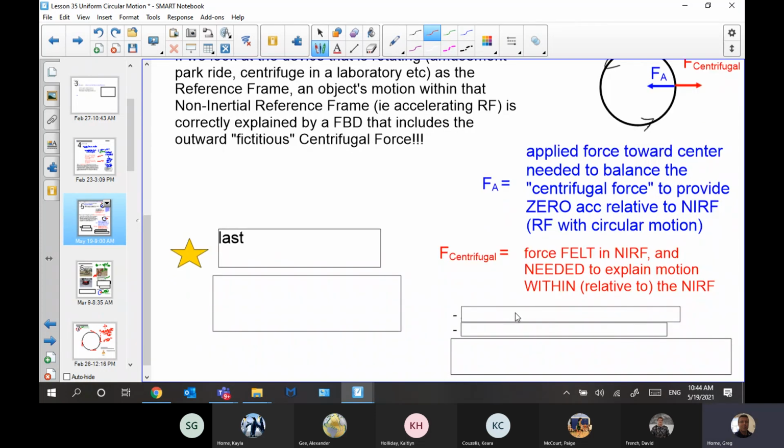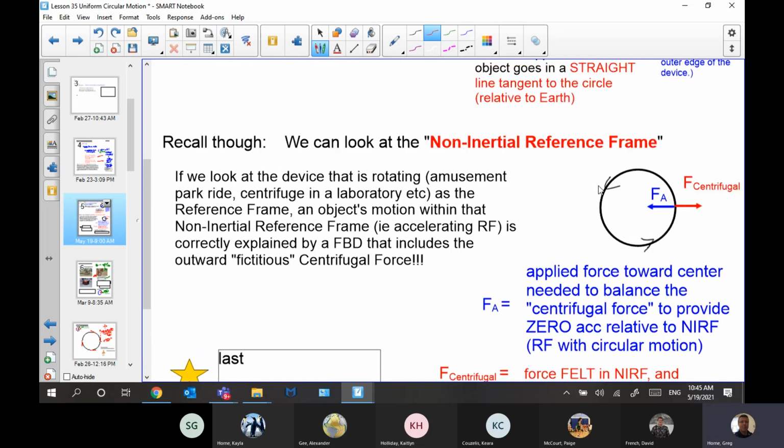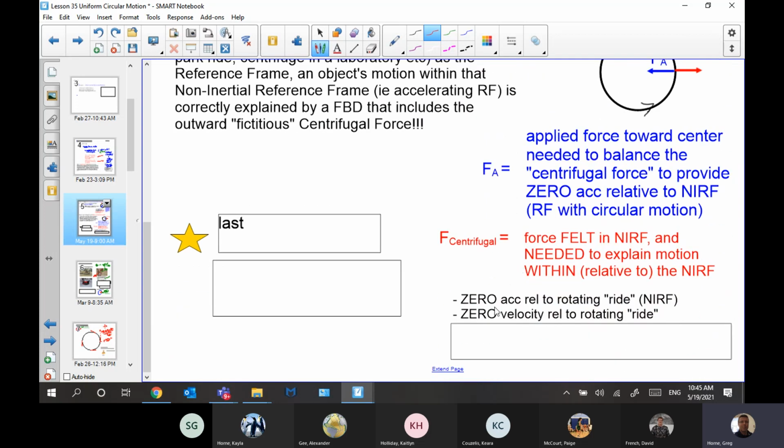Okay, so in this non-inertial reference frame, there is what? There's zero acceleration relative to the ride, right? You're buckled into a seat in this ride, or you're a test tube of blood inside of a centrifuge put in a little hole, and you're not moving, you're not accelerating relative to the thing that's rotating, right? You've got zero velocity relative to the ride as well, right? So I don't have a velocity vector on here because we're looking at this whole thing as you're inside of it, so you're not moving relative to it.